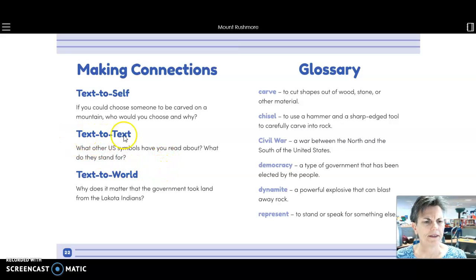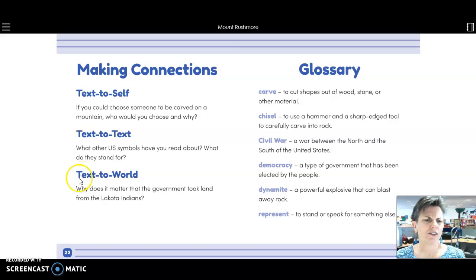And then text-to-text connections. What other symbols have you read about? What do they stand for? Can you think of any other symbols that we use to represent the United States? So, like when you see Mount Rushmore, it's like, yes, that is the U.S. Can you think of another one right offhand that really stands for the U.S.? Statue of Liberty, right? That's a symbol. How about our flag, right? If we get going, we could probably think of many symbols that stand for the United States.